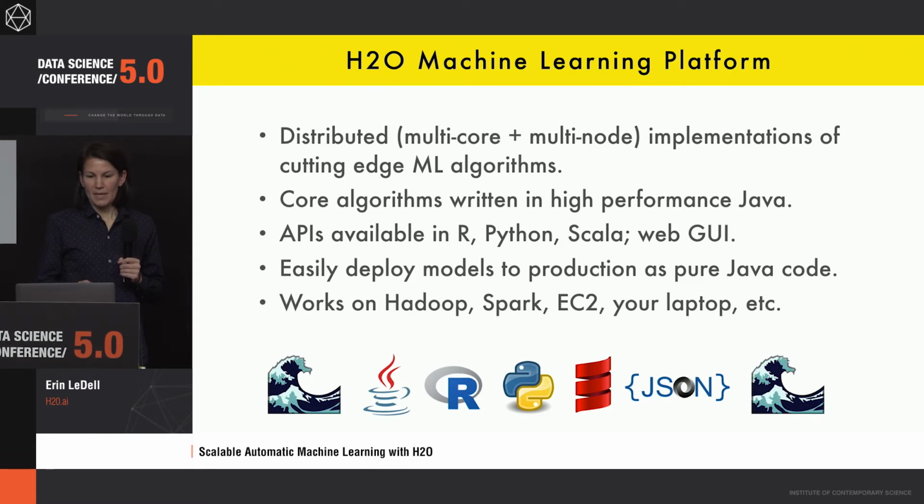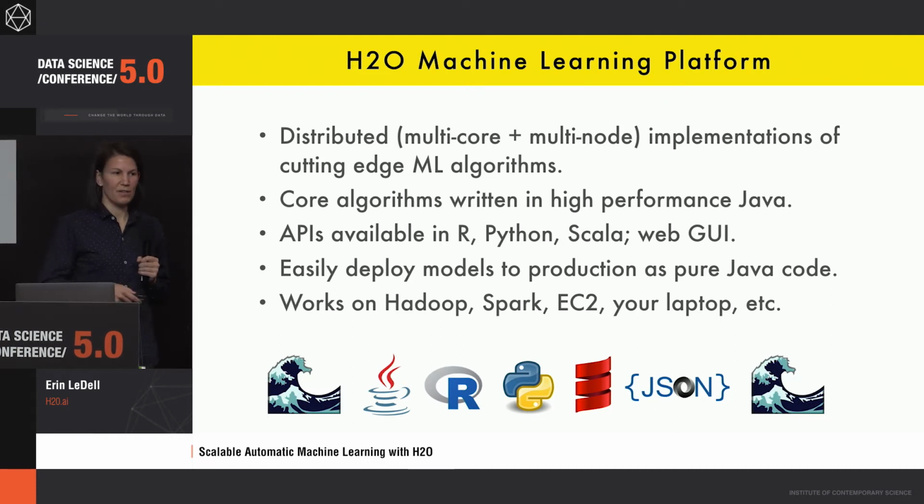And then two of the key components that distinguish H2O from other open source machine learning libraries are, one, it's from the beginning meant to be a production enterprise level machine learning library. So we have a mechanism for easily deploying the models to production. So you could export the models as Java code and then compile them into your application.